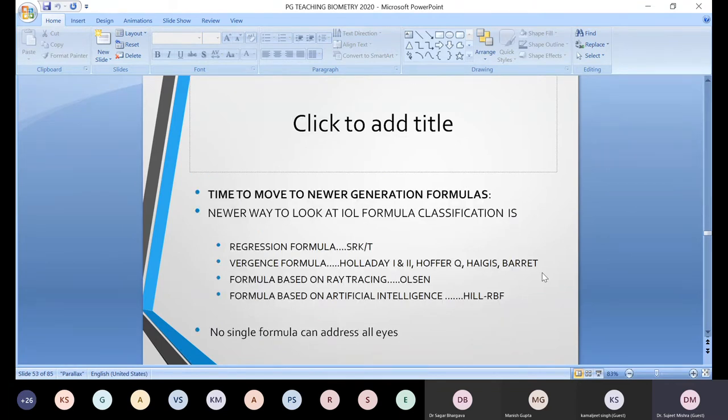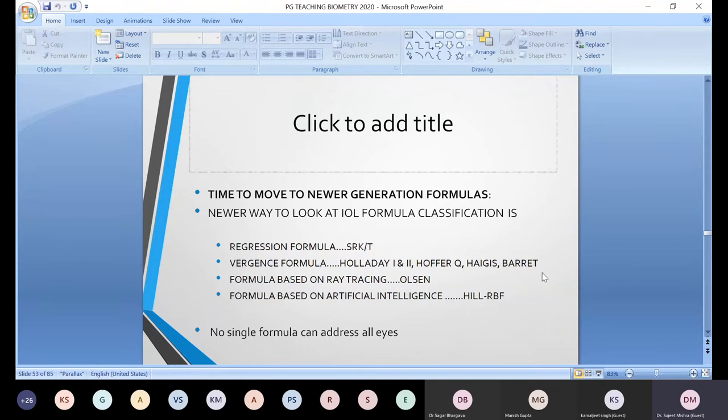So the newer way to look at these formulas is, you can classify them into regression formula, vergence formula, formula based on ray tracing, and formula based on artificial intelligence. This is the current way to look at these formulas. So for regression, we will have this SRK/T. Remember, T in SRK/T stands for theoretical. Then vergence formula, you have Holladay 1 and 2, Hoffer Q, Haigis, Barrett. Formula based on ray tracing, you have Olsen. And based on artificial intelligence, you have the Hill RBF formula. RBF stands for radial basis function.